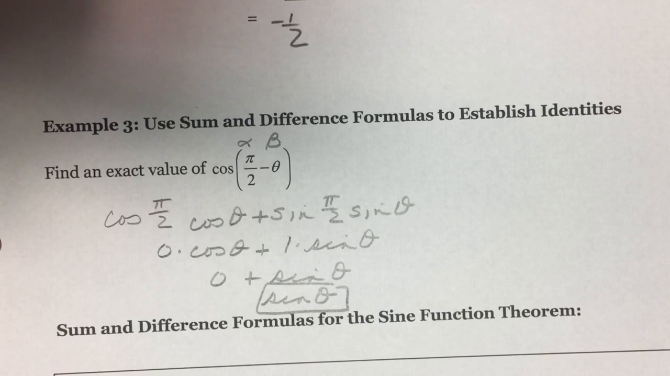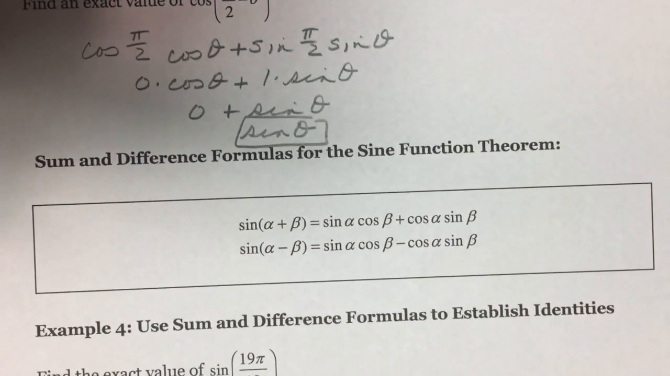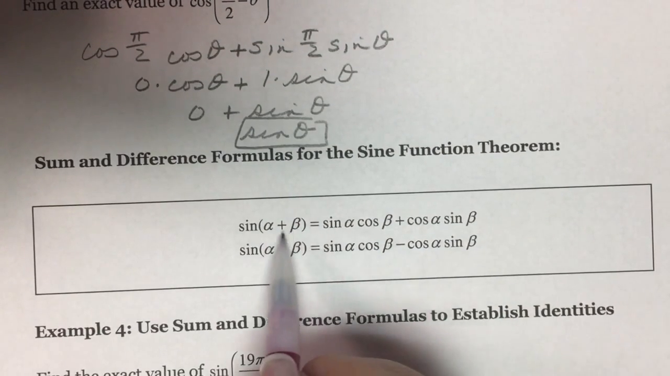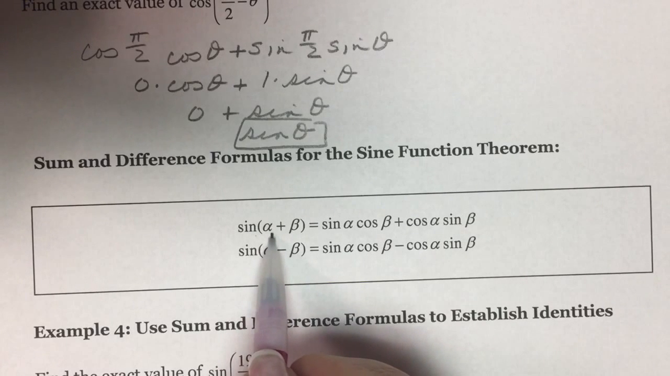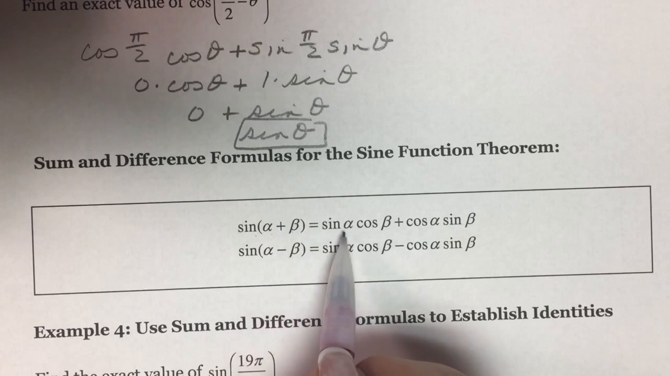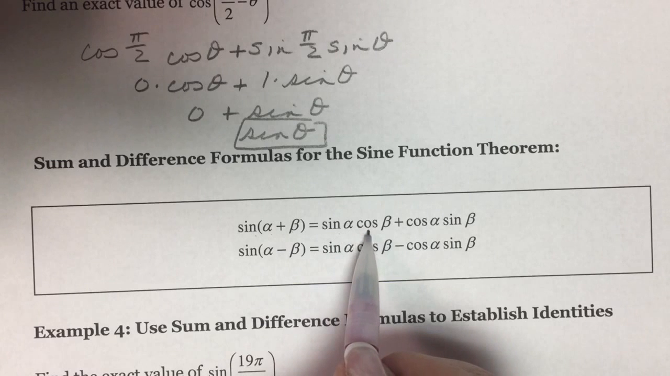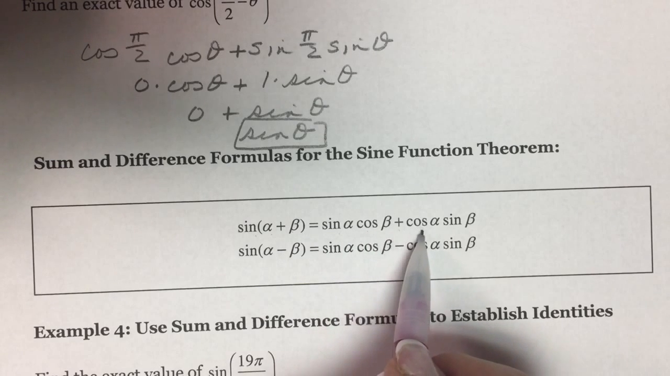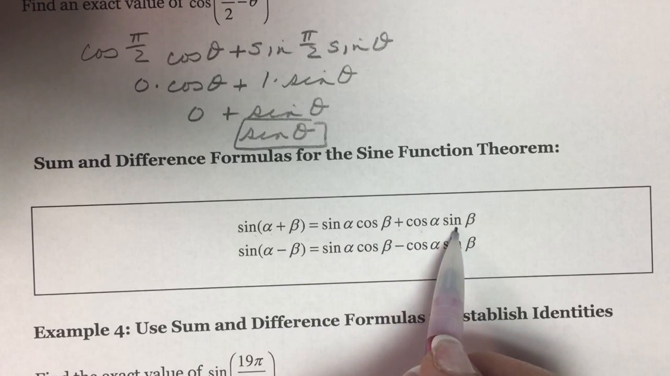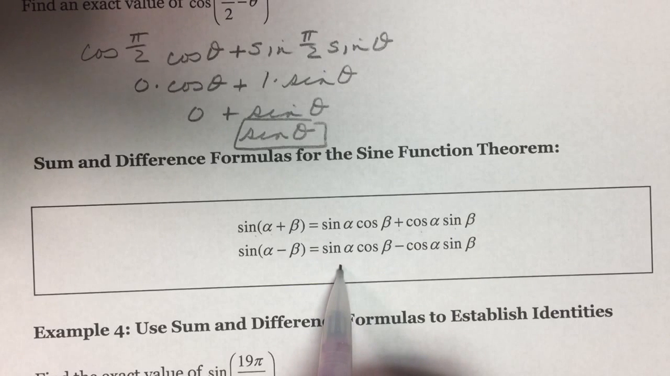Okay, so those are your cosine sum and difference identities. Now let's look at your sine sum and difference identities. So here you can see if I want the sine of two angles being added together, it's the sine of the first times the cosine of the second plus the cosine of the first times the sine of the second. Then you can see this one down here.